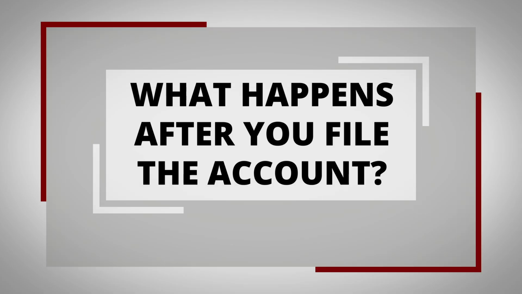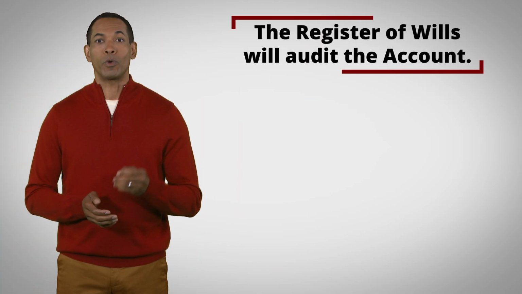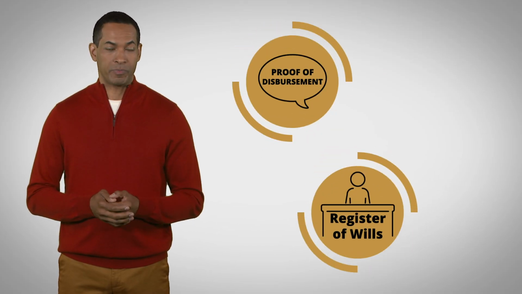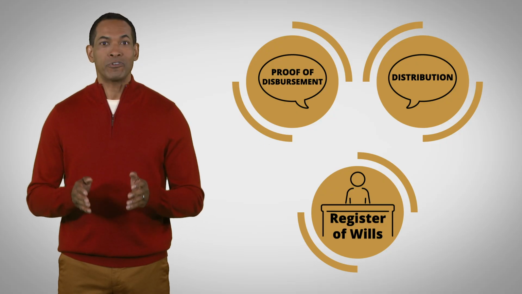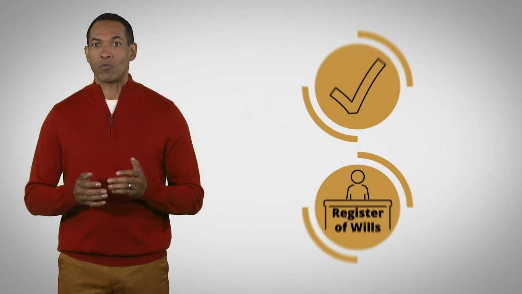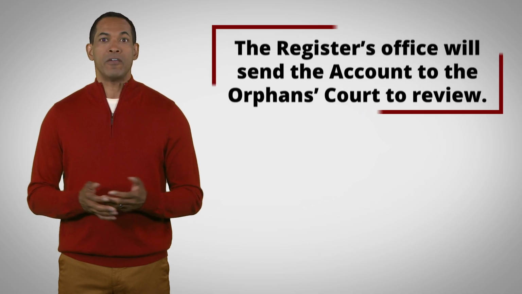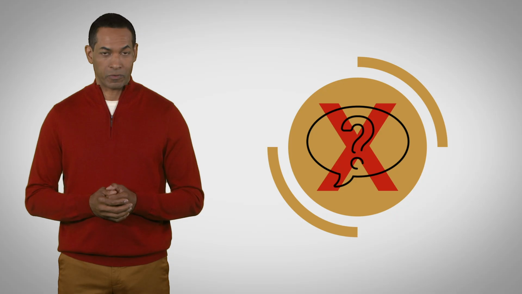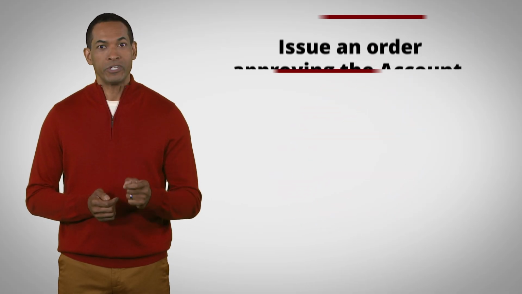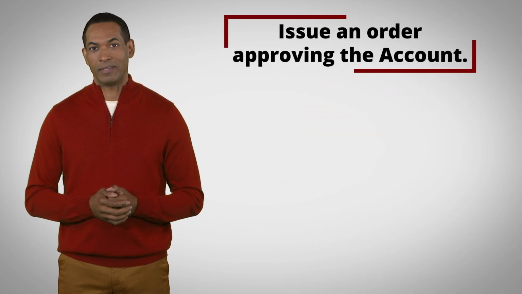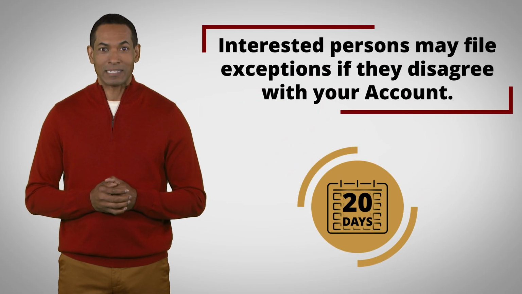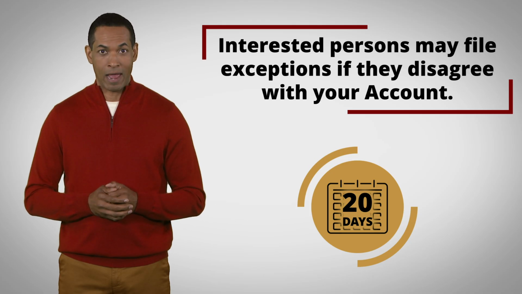What happens after you file the account? The Register of Wills will audit the account. The Register may ask you for proof of a disbursement or distribution. After the Register's audit is complete, the Register's office will send the account to the Orphans Court to review. If the court does not have any further questions for clarification, then it will issue an order approving the account. Within 20 days of the court's order, interested persons may file exceptions if they disagree with your account.